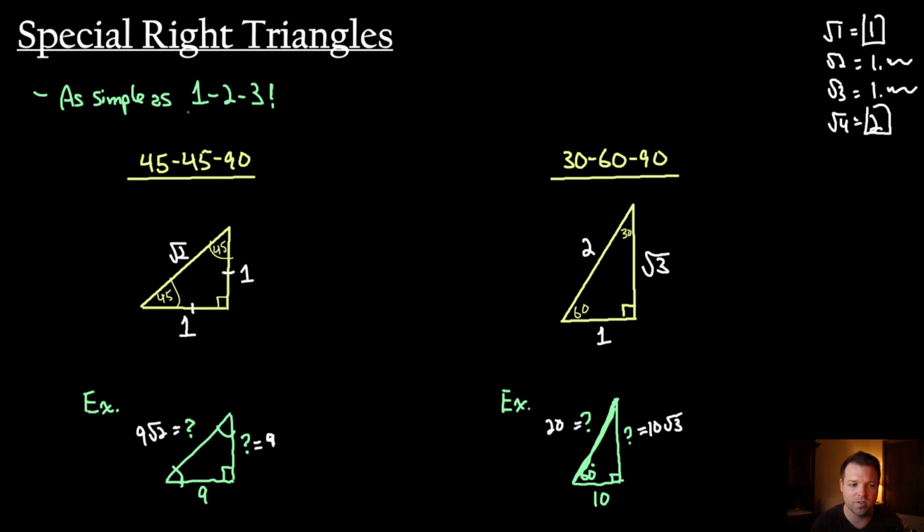And again, always keep in mind that this is for special right triangles. It's as simple as 1, 2, 3. The 45, 45, 90 is the simple one. It just gets the 1, 2. The 30, 60, 90 is the little bit more complicated one where it gets the 1, 2, and the 3. And just remember your relationships, and you'll be all set.